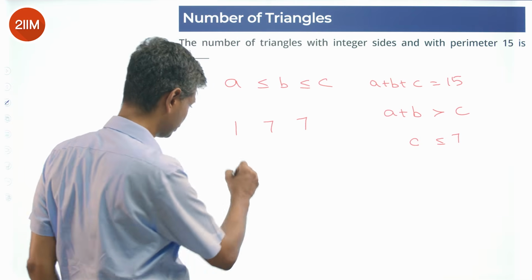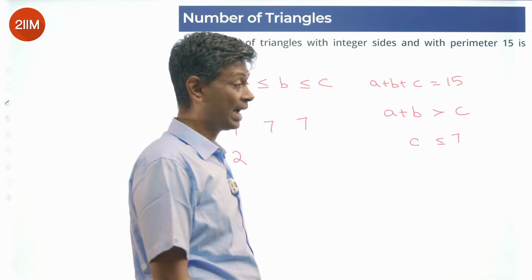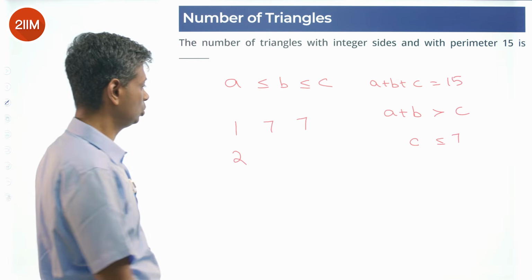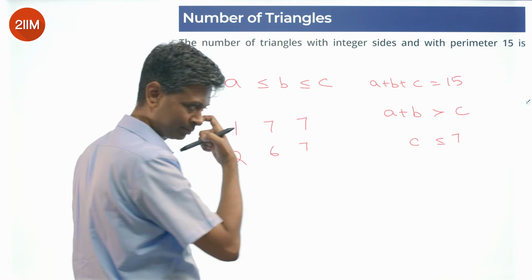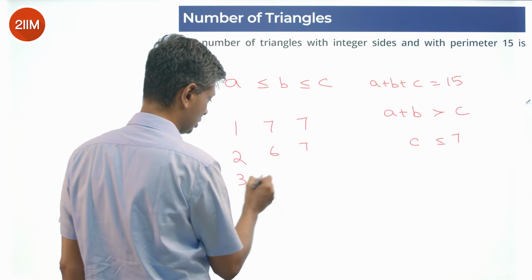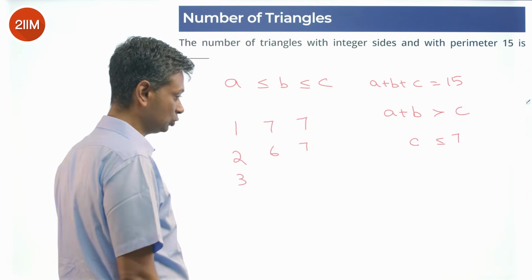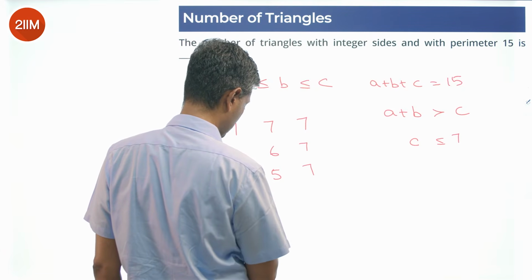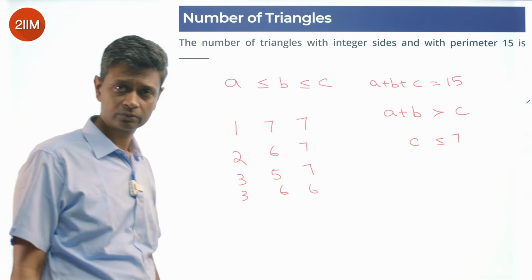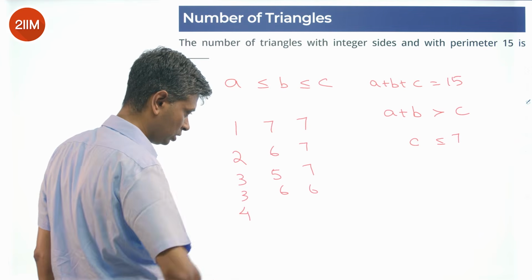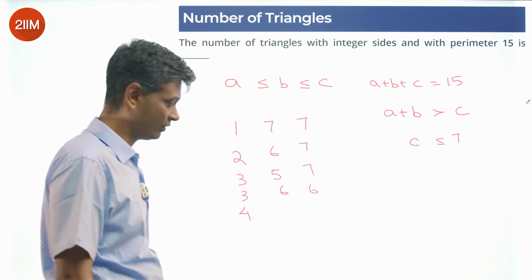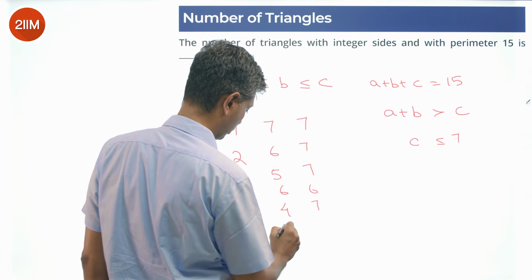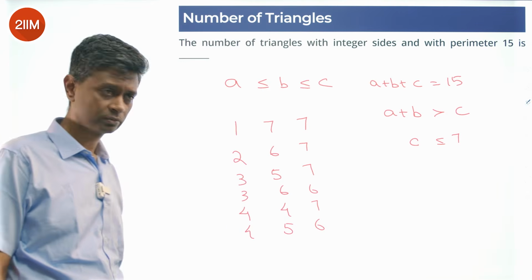Let's put A as 2. These two add up to 13. 5 plus 8 is 13. Doesn't work. It cannot be 8. 2, 6, 7. We put this as 3. These two add up to 12. So this can be maximum 7. 3, 5, 7; 3, 6, 6. Let's go to 4. These two add up to 11. I could have 4, 4, 7; 4, 5, 6. Let's go to 5.